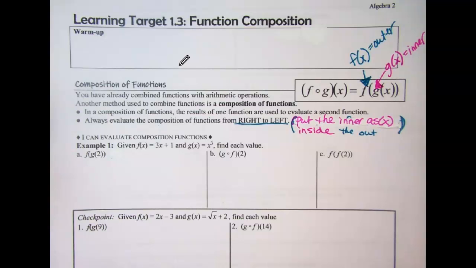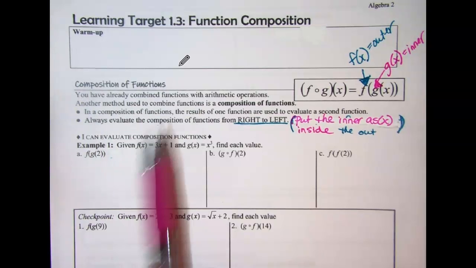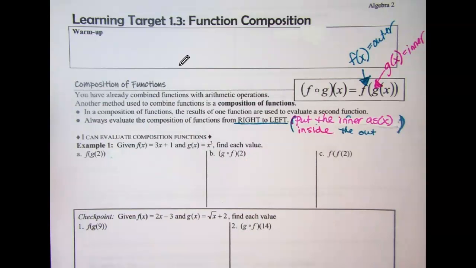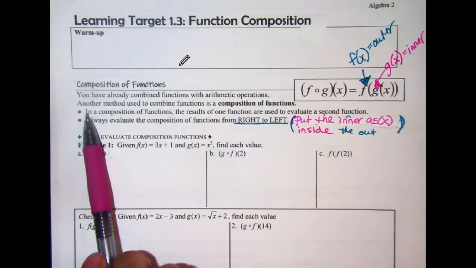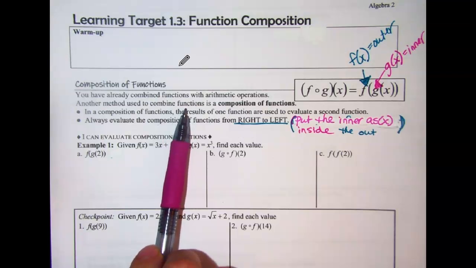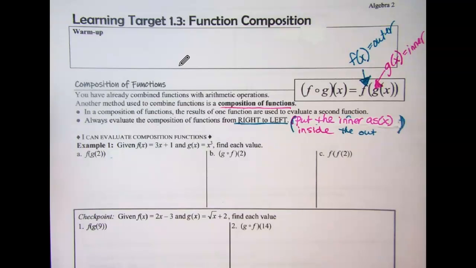So it says for function composition. We've already combined functions with arithmetic operations. That was 1.2, when we were adding, subtracting, multiplying, and dividing. So now we're going to look at another method used to combine functions, and that's called composition of functions. In a composition of functions, the results of one function are used to evaluate a second function.